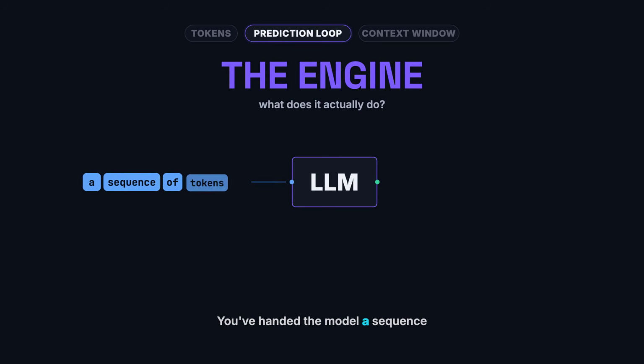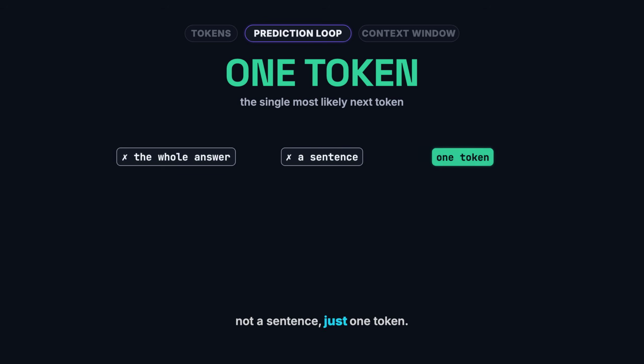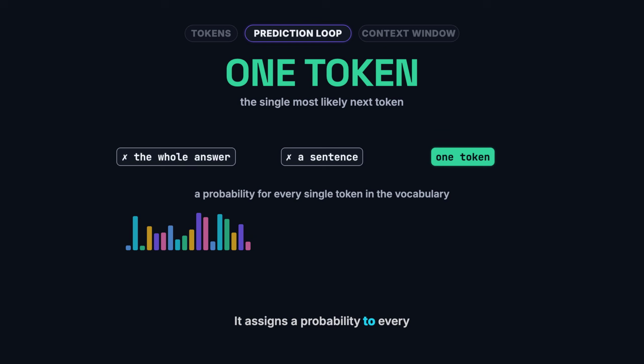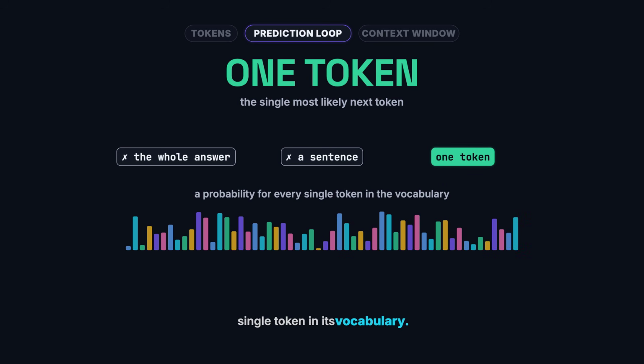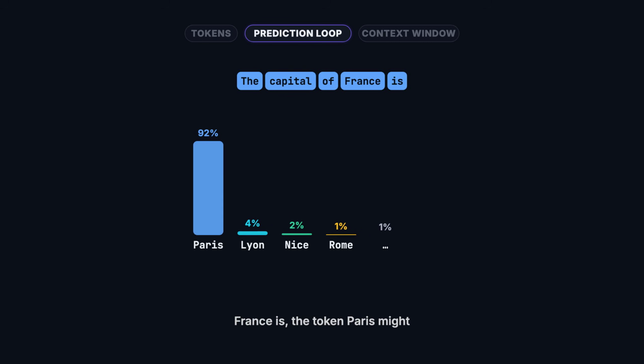Now let's look at the engine itself. You've handed the model a sequence of tokens. What does it actually do? It predicts the single most likely next token, not the whole answer, not a sentence, just one token. And it doesn't guess blindly. It assigns a probability to every single token in its vocabulary. After the words, "The capital of France is," the token "Paris" might get more than 90%, "Lyon" gets a sliver, and 100,000 other tokens split up whatever's left.